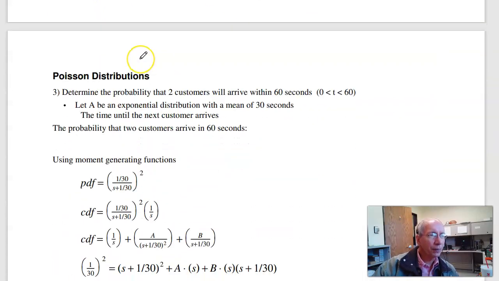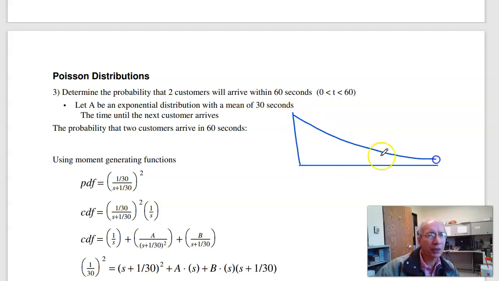Problem 3 looks at a Poisson distribution. So this is the probability that 2 customers arrive within 60 seconds when you have an exponential distribution with a mean of 30 seconds. So here I've got an exponential. Again, the mean is 30 seconds. Find the probability that 2 customers arrive in 60 seconds. So right here at 60 seconds, what's the probability that the 2 arrive?